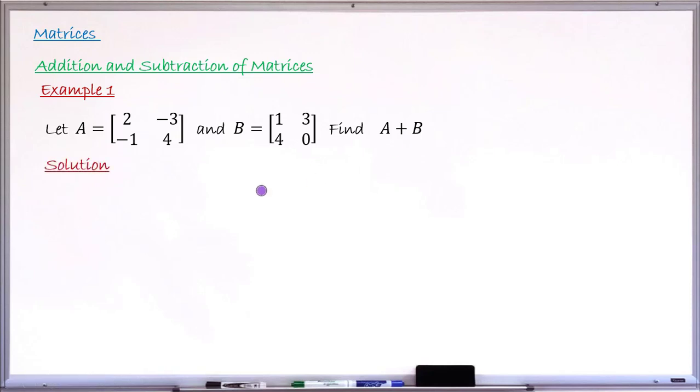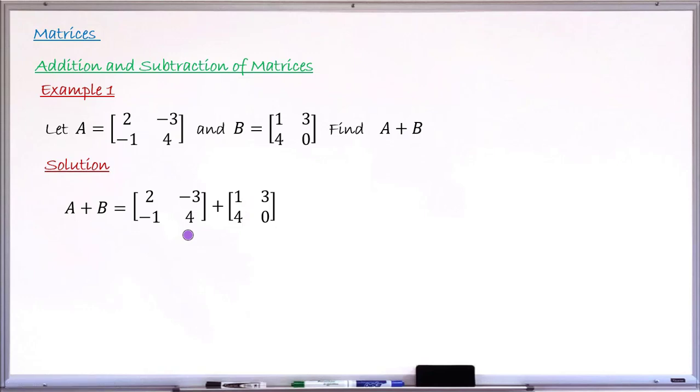Solution to this problem. What we do first is to copy down the two matrices, A and B. Let me just write them down. I'm going to add this matrix and this matrix. Based on the rule, what we do first is to check those two matrices before we even attempt to add them. Do they have the same dimension? The dimension of matrix A is 2 by 2, having 2 rows and 2 columns. Similarly, matrix B is another 2 by 2 matrix, so the dimension is the same, which means I can add them.